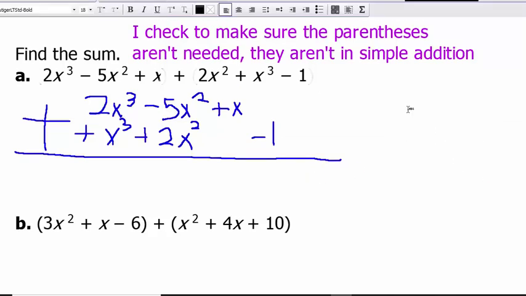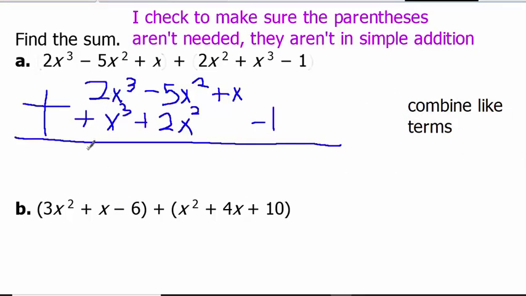Another thing that we often call this is combine like terms. That's what we're doing. So here we end up with 3x cubed. -5 plus 2 is -3. Keep our variable. We have nothing to add to this, and we have nothing to add to this. So there we have combined like terms.